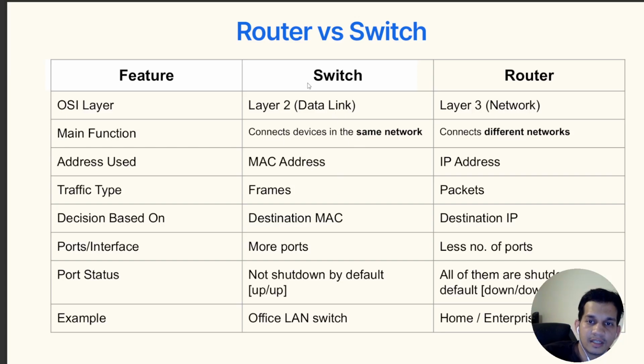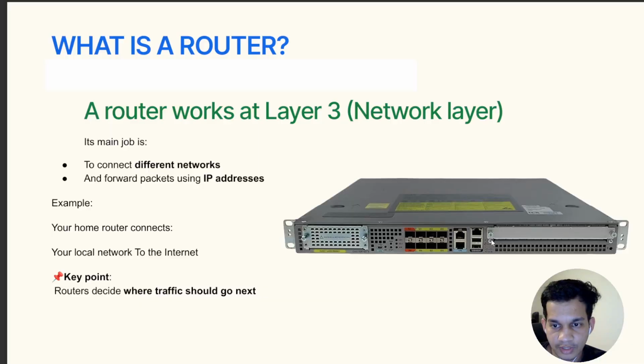Now let's look at the difference between a router and a switch. As I said, a switch is a layer 2 device and a router is a layer 3 device. The main function of a switch is to connect devices in the same network, whereas a router connects different networks. The switch works with MAC addresses, and the router works with IP addresses. The protocol data unit on a switch is called a frame, whereas on a router it's called a packet. The decision on a switch is based on the destination MAC address, and on a router it depends on the destination IP. And as I told you, a switch has more ports and a router has fewer ports.